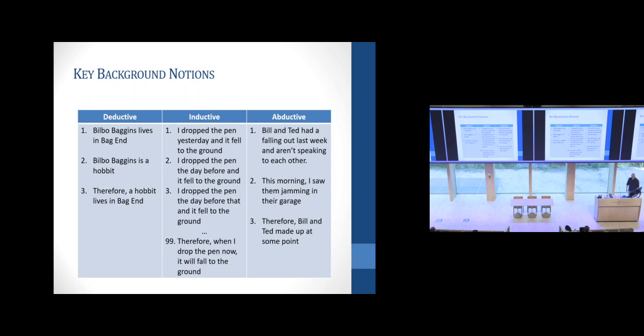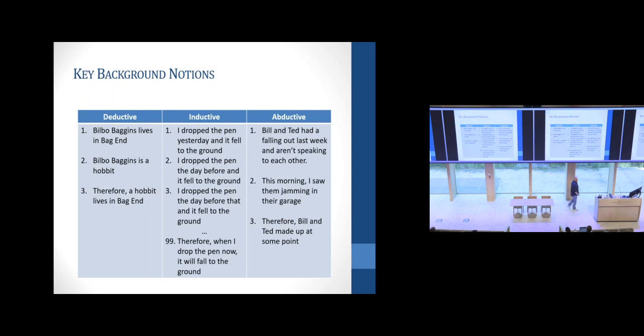And our third type of argument is abductive arguments, or sometimes called inferences to the best explanations. So here's an example. It's easier to kind of get a run up to this so you can see it. So premise one, Bill and Ted had a falling out last week and aren't speaking to each other. Premise two, this morning I saw them jamming in their garage. So conclusion, Bill and Ted must have made up at some point over the last week. They must be friends again.